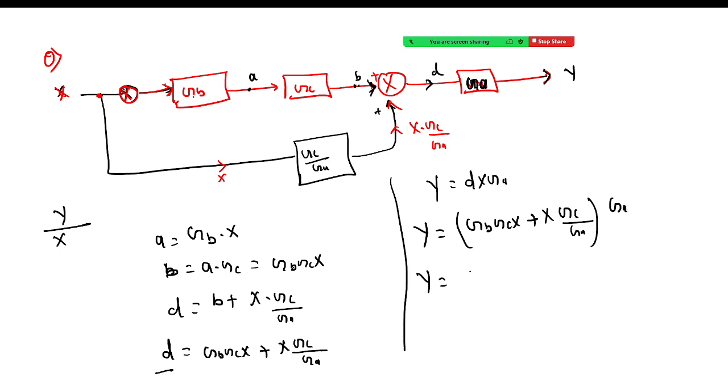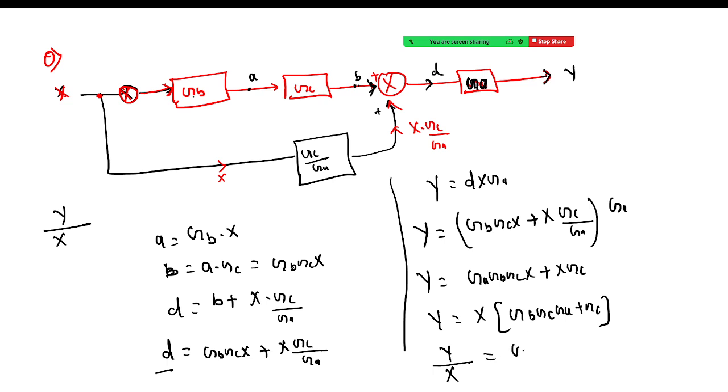So Y is equal to, you can see, GA GB GC into X plus X GC, because GA and GA will get cancelled out. Y is equal to, I'll take X common, so that is equal to X times GB GC GA plus GC. So the aim is to calculate Y by X. So Y by X is equal to GC plus GA GB GC.